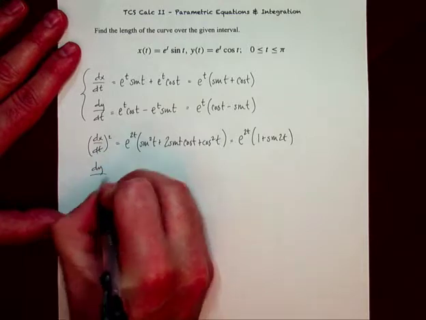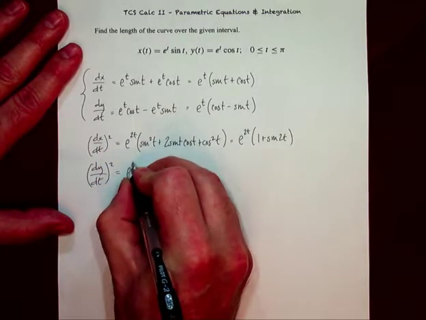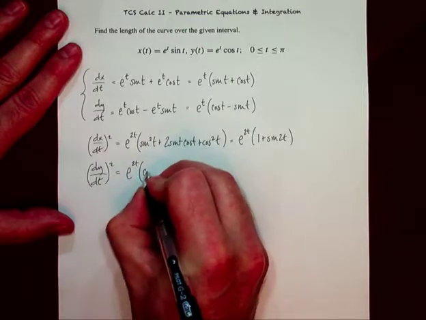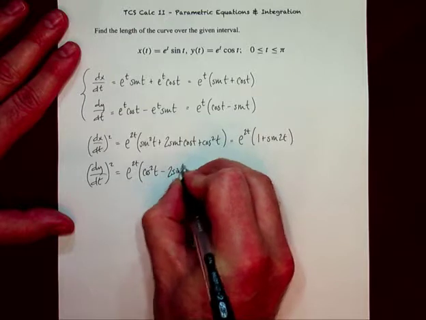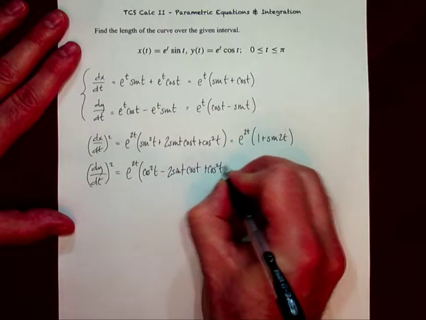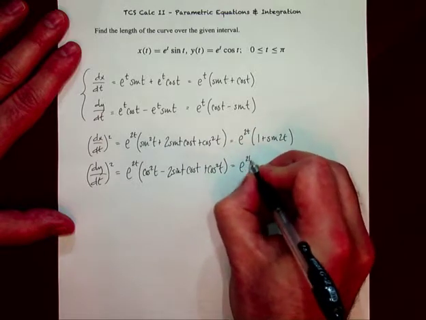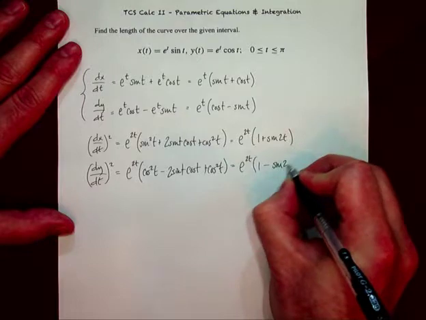Now, dy dt squared, something similar is going to happen. You get e to the 2t, and then you're going to get cosine squared t minus 2 sine t cosine t plus sine squared t, and that's going to simplify in a very similar fashion. It's just going to be 1 minus sine of 2t.